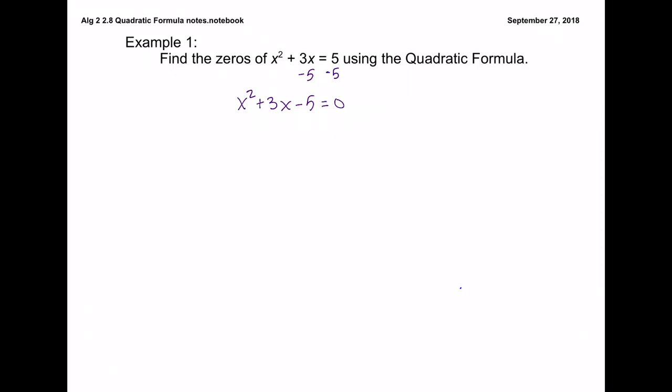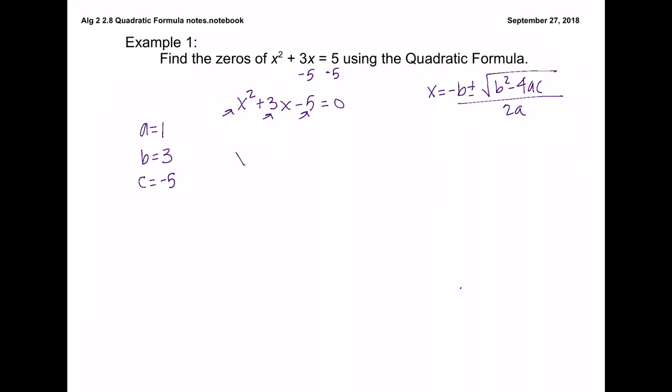We now know that our a is our coefficient of our x squared term, so our a is equal to 1. Our b is the coefficient of our linear term, so our b is equal to positive 3. And our c is our constant, which is negative 5. So when we plug it into the quadratic formula, x equals negative b plus or minus the square root of b squared minus 4ac all over 2a, we replace our variables with a, b, and c.